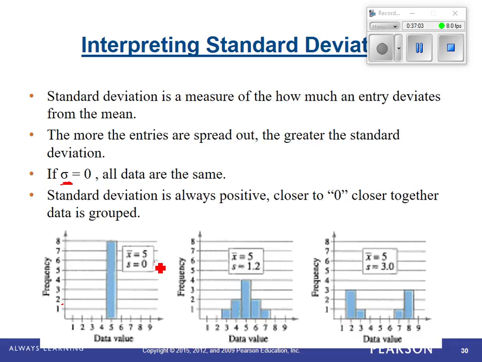So if we look at this, we see our standard deviation for this one's 0 because our whole set of data was all 5. If we look at this one, our mean here was 5, our X bar was 5, but we notice that it's a little spread out, but it's still pretty close to 5, so the standard deviation is something like 1.2. Then we look here, the mean was still 5, but in here there's nothing, and the data is really spread out, and our standard deviation was a little more, it was 3.0.